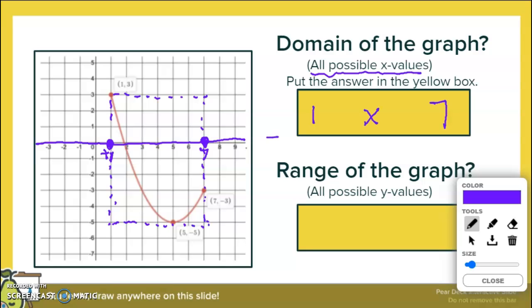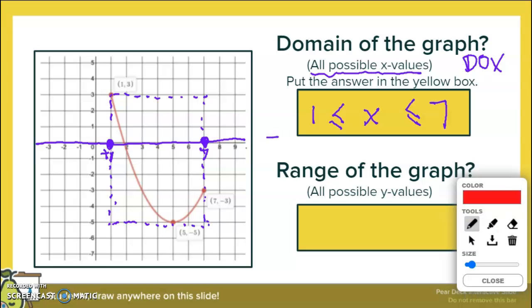Because it's all possible x values. Remember our friend DOGS, which tells us the domain is always about the x values, all possible x values, and it is in between those segments. So the alligator mouth always opens to the right with a less than or equal sign because we have those two points included. Okay, now let's try for the range.